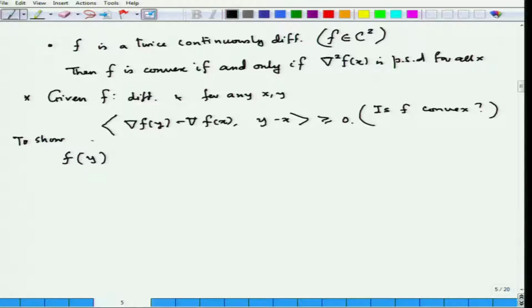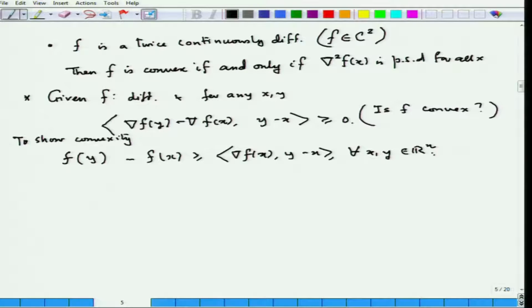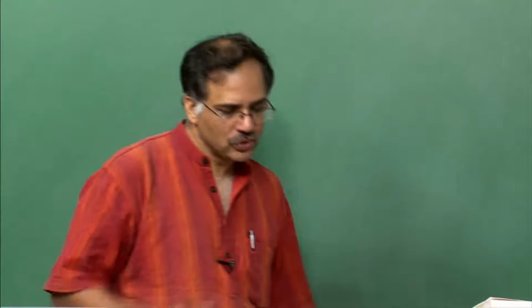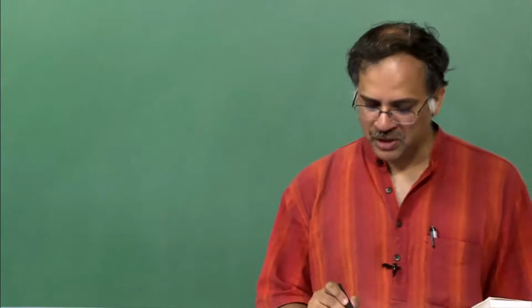So, to show convexity, I must show something like this. Of course, because the function is differentiable, it is enough to show that this is true for any pair x, y. This result would be for any pair x, y. This is what I have to show. Now, my question of course is, can I show that? To do this, I will use the mean value theorem.